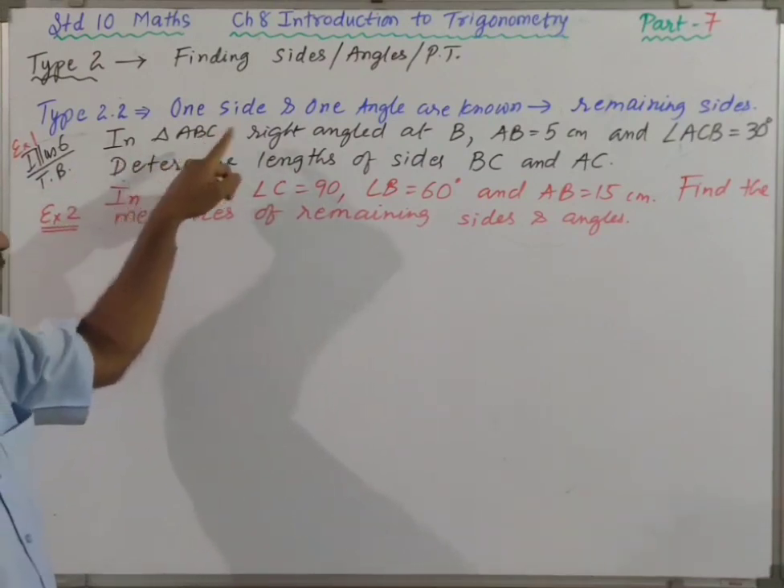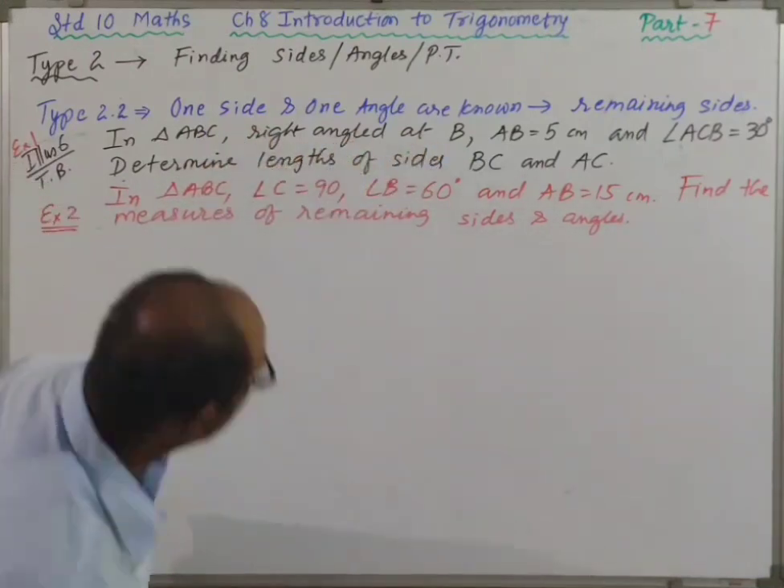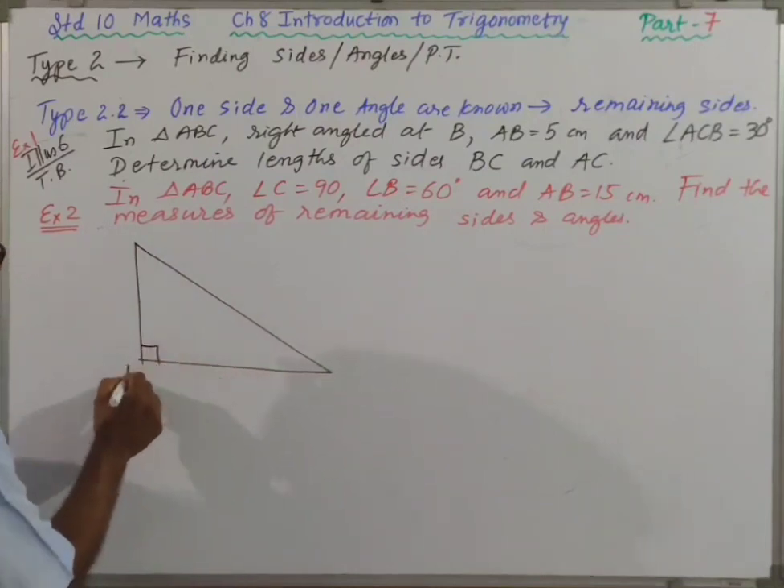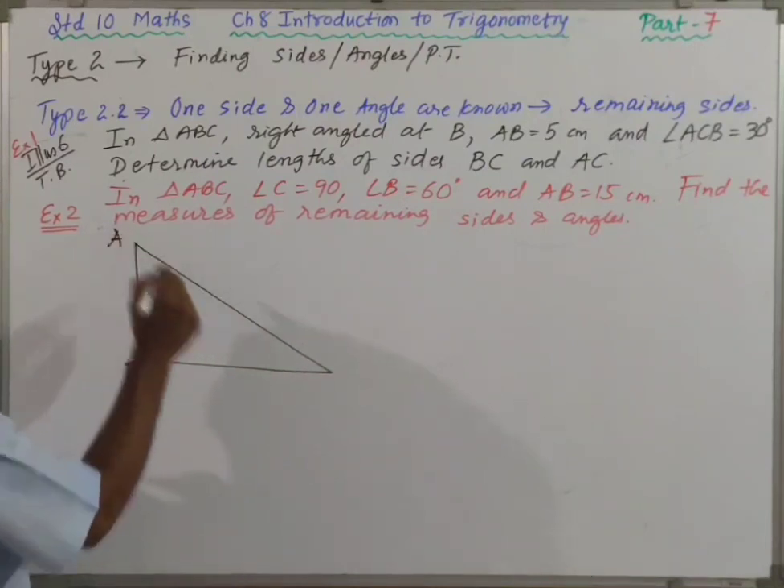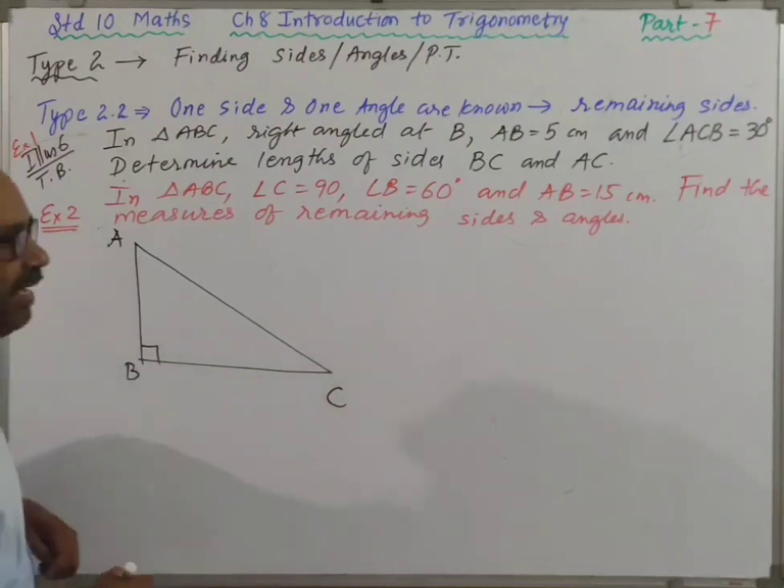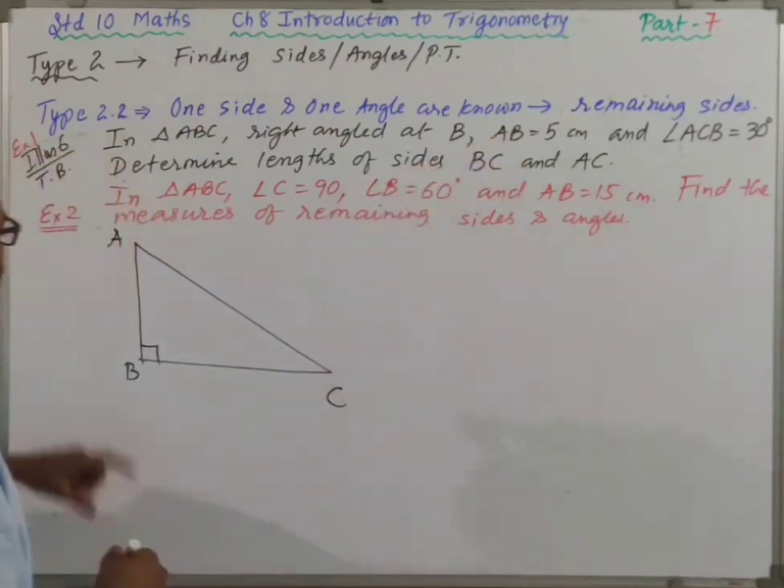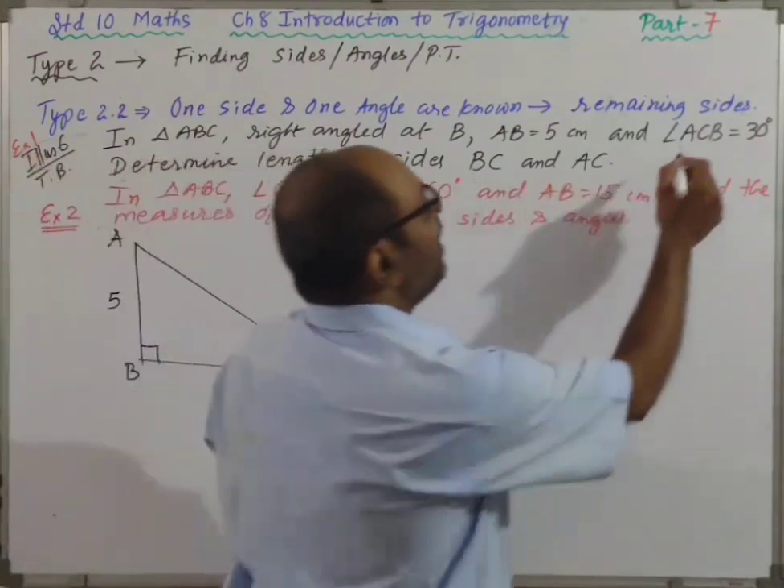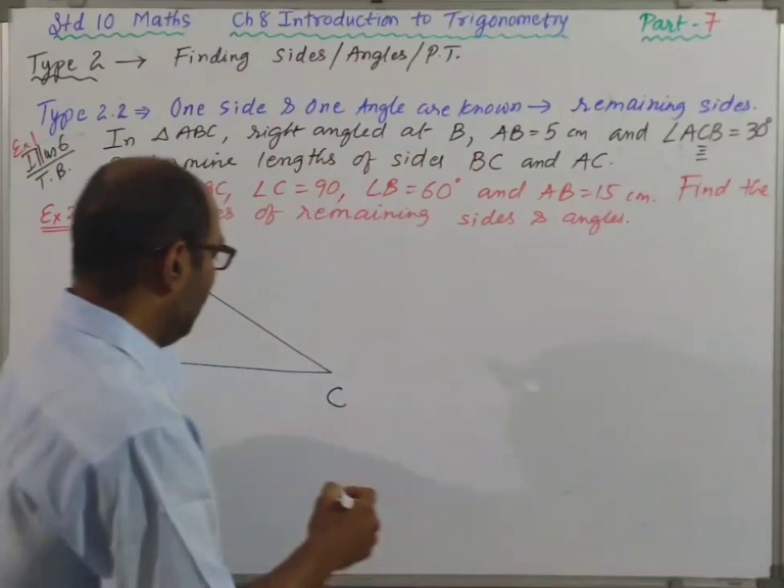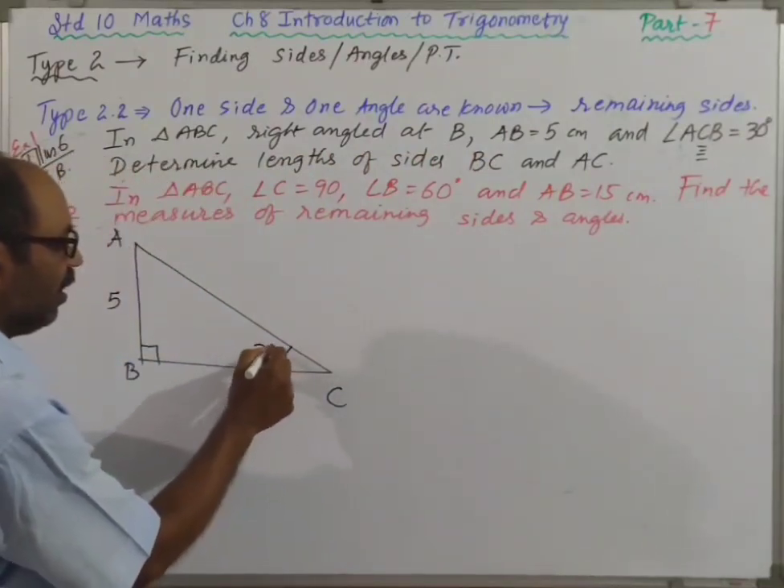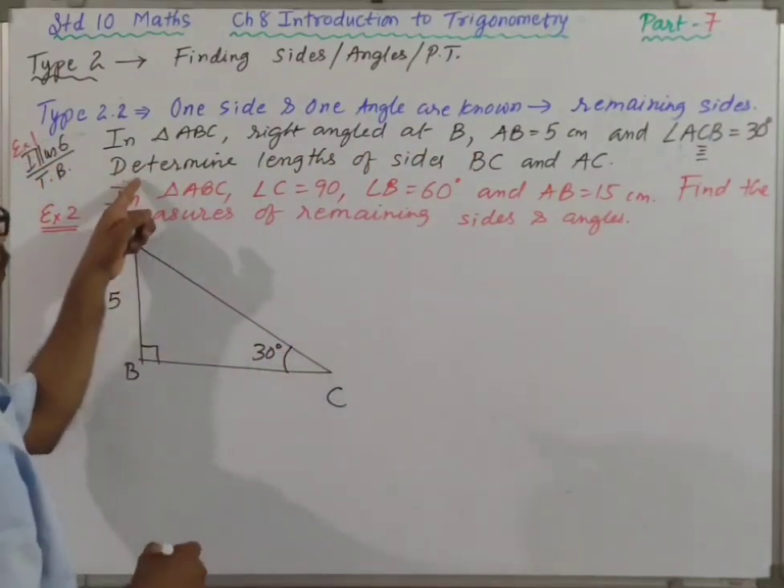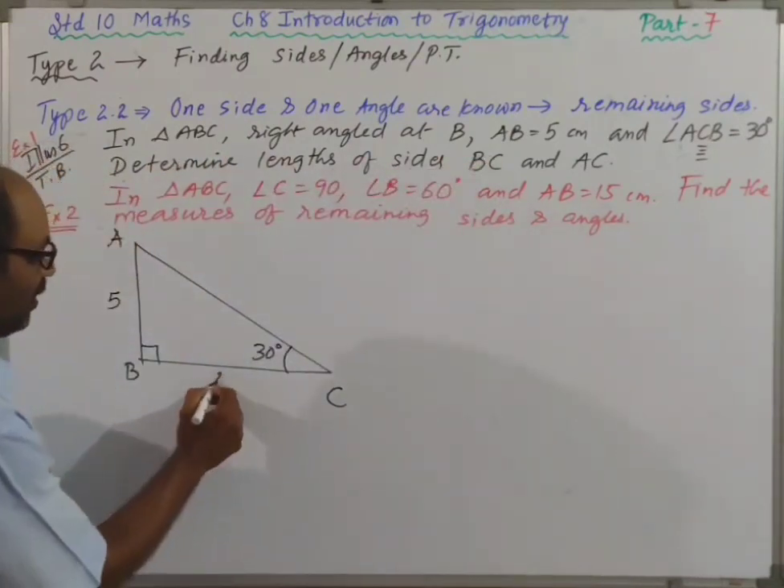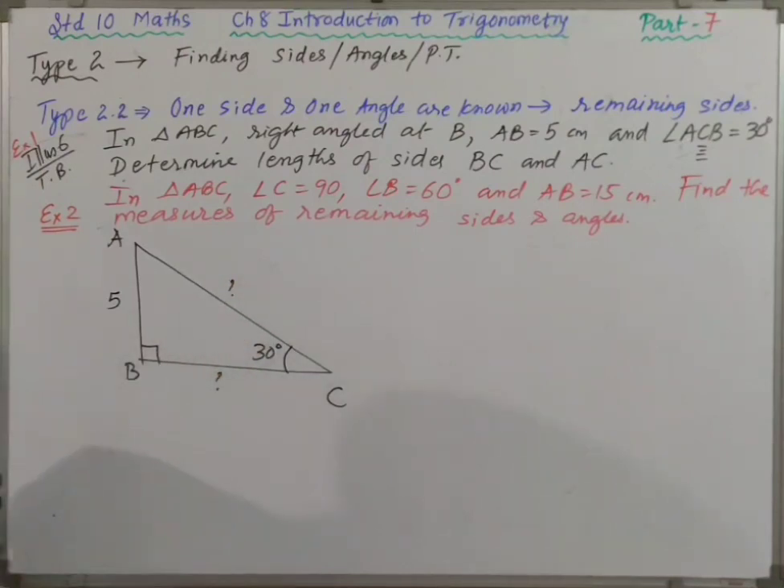In triangle ABC, right angle at B. So let me draw right triangle. It is right angle at B. So let's say this is A and C. A and C are acute angles. AB is 5 centimeter. Where is AB? Here. This is 5 centimeter. Angle ACB, that means this one, C. This is 30 degree. Alright. Determine the lengths of sides BC and AC. What is BC and what is AC?